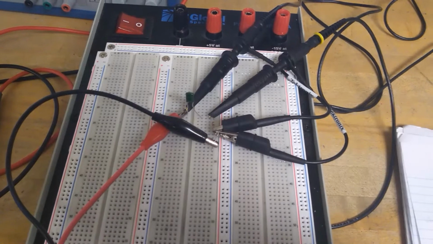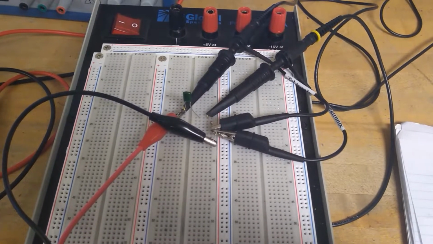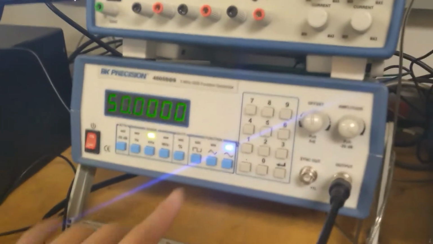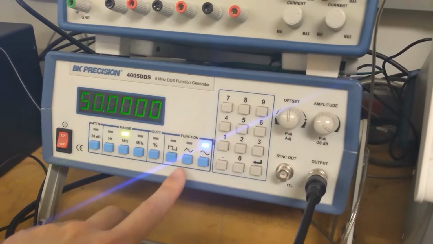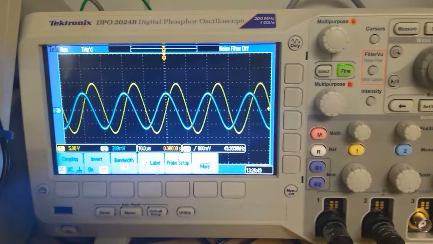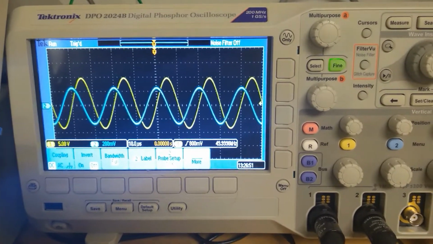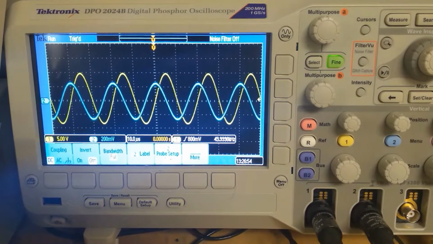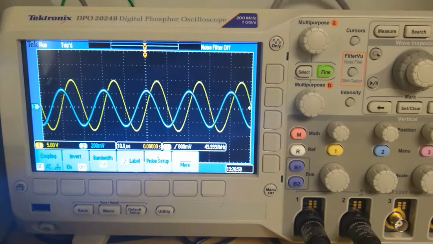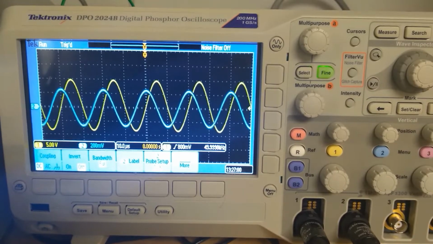For activity 3, we're using the same circuit. The difference is we're going to use a sinusoid wave instead of a triangle wave here. So our output here is a sinusoid wave again. The yellow one is channel 1, the voltage. In this case, we use it to represent the voltage across the capacitor.